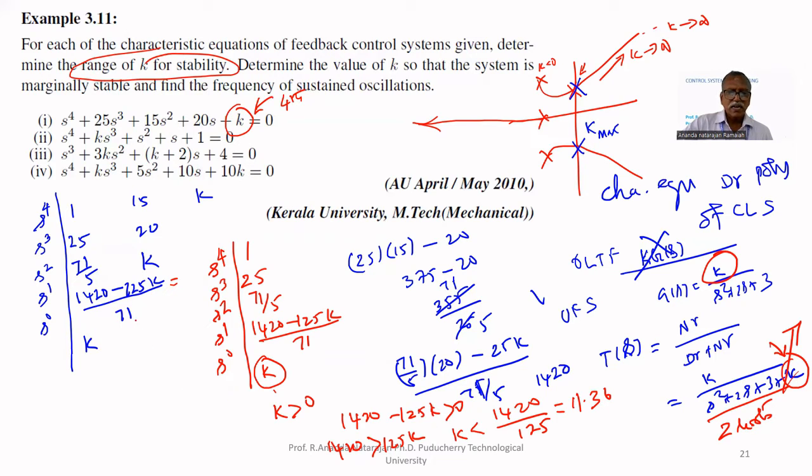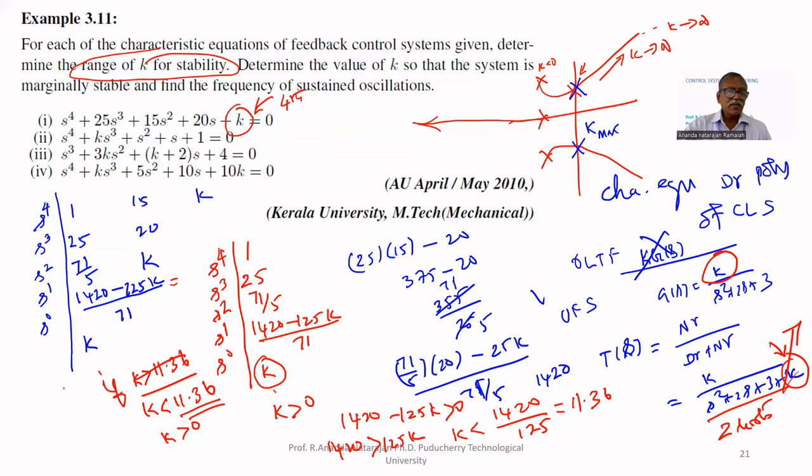If k is less than 11.36 and k is greater than 0, then only the poles will be left hand side. Otherwise, it will be on the right hand side. If it is equal to 11.36, poles will be exactly on the j omega axis. If it is exactly 11.36, can you tell more decimal places? 11.36. Very good.